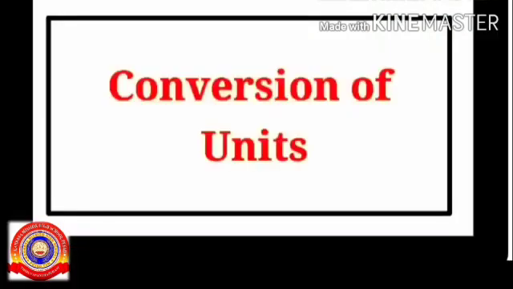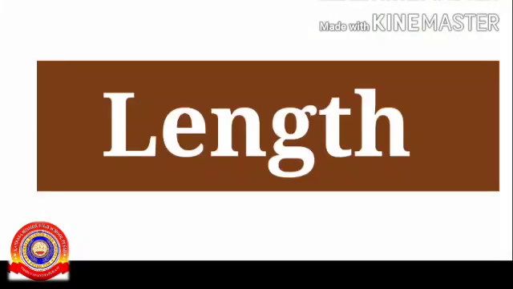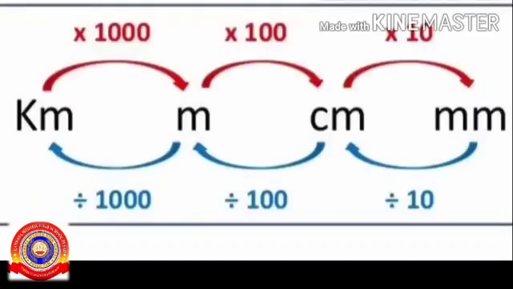Let us summarize the whole conversion of units. First we have discussed length. To convert kilometer to meter, multiply with 1000 and meter to kilometer, divide by 1000. To convert meter to centimeter, multiply with 100 and to convert centimeter to meter, divide by 100. To convert centimeter to millimeter, multiply with 10 and to convert millimeter to centimeter, divide by 10.